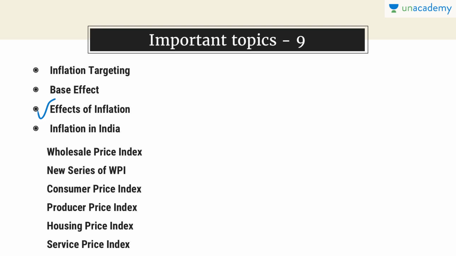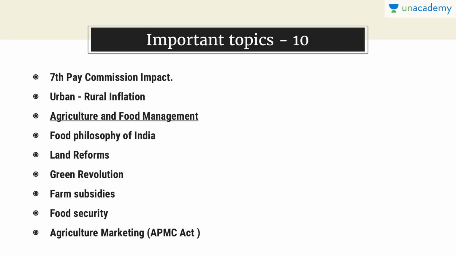Then various indexes I have already covered: wholesale price index, new series of WPI, consumer price index, producer price index, housing price index, service price index, etc. Now what is the seventh pay commission and its impact, urban rural inflation, these are also important.